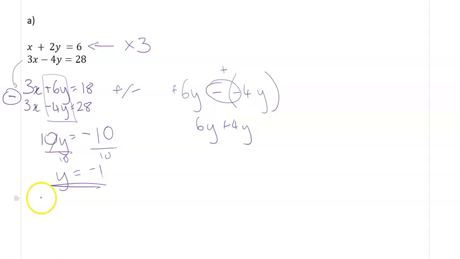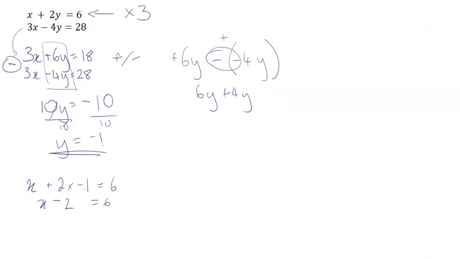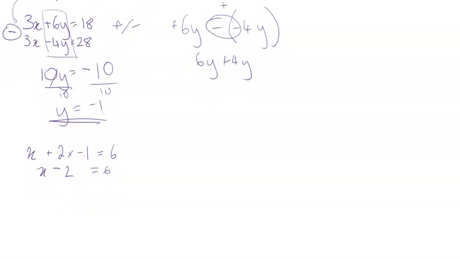I'm going to leave a line. My next line of working, I'm going to substitute the value in. So I'm going to say x plus 2 times negative 1 equals 6. 2 times negative 1 is going to be negative 2, equals 6. That's my first set of working. I keep going. Positive 2 is going to cancel that out, positive 2. x equals 6 plus 2 is 8. So that's my next set of working, and I leave a line.